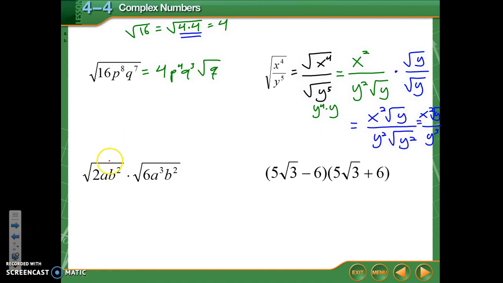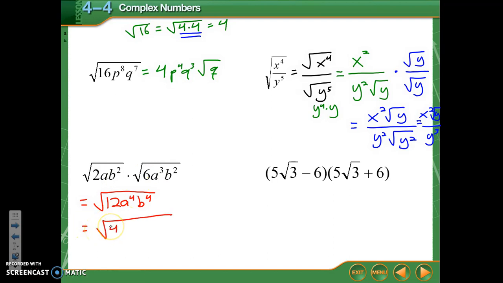All right, let's look at this next example. You can either simplify first or multiply first. Here the numbers are pretty small. They're both square roots, so we can just multiply together. 6 times 2 is 12. A times a cubed is a to the 4th. B squared times b squared is b to the 4th. And then we're going to simplify.